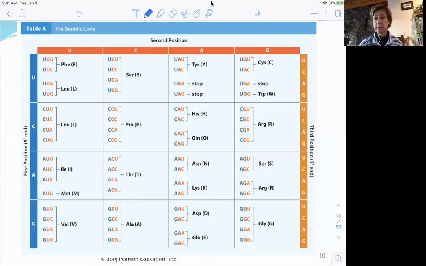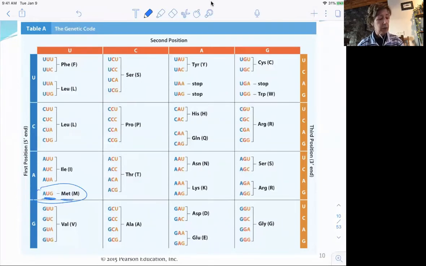So there's what we call a redundancy in the code. What that means is sometimes that 3rd base position really doesn't matter. It's really the first 2 letters of that particular codon that are most important. But one exception is methionine. There's just one codon that codes for the amino acid methionine. So methionine is always first in every protein.